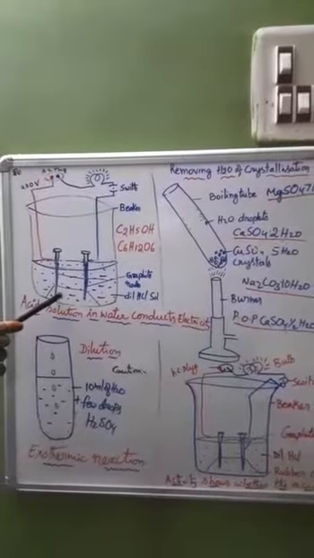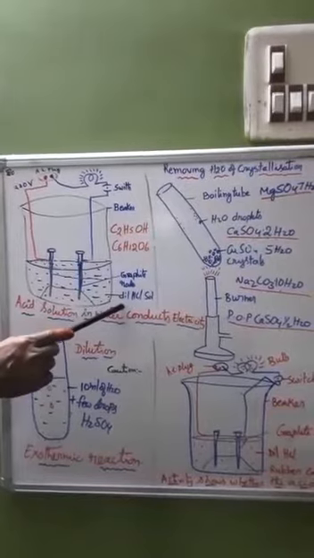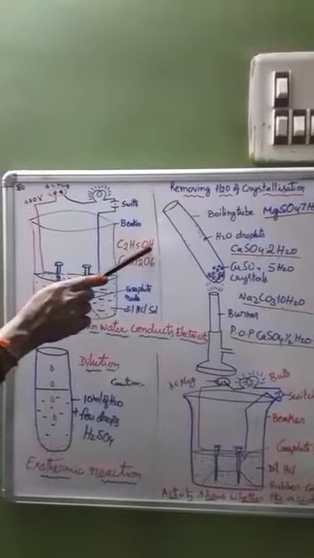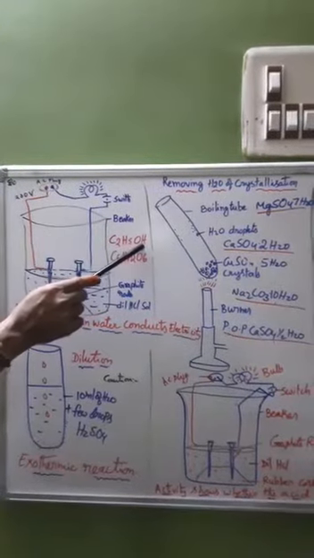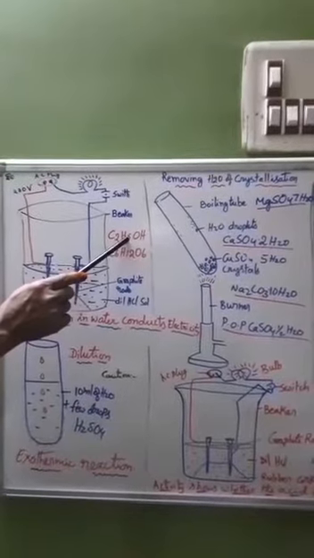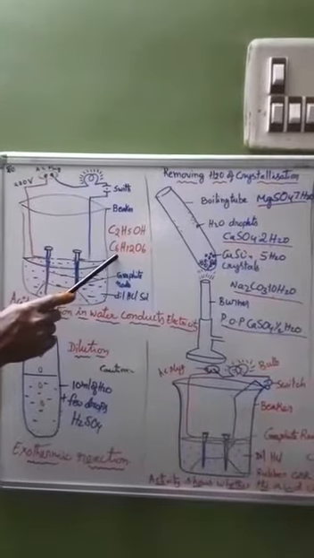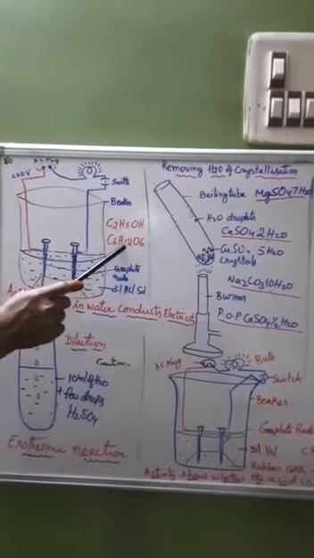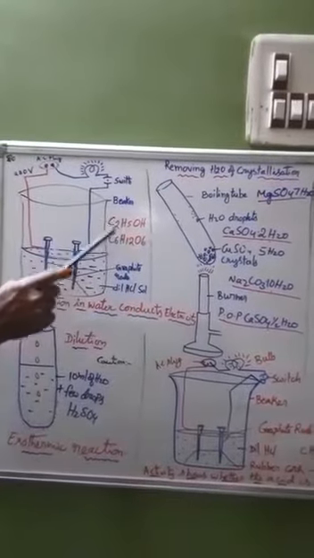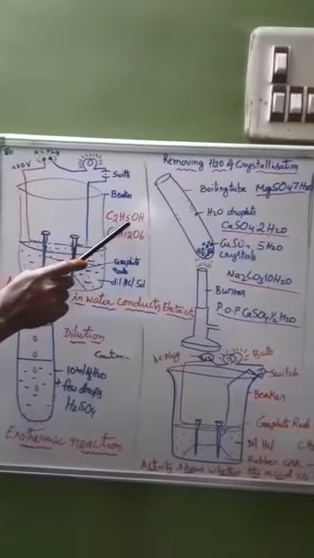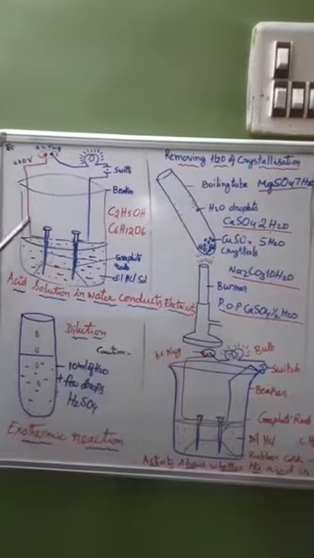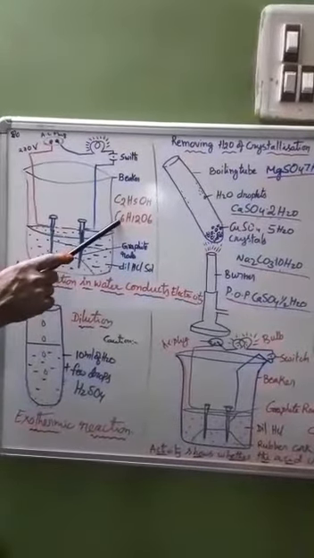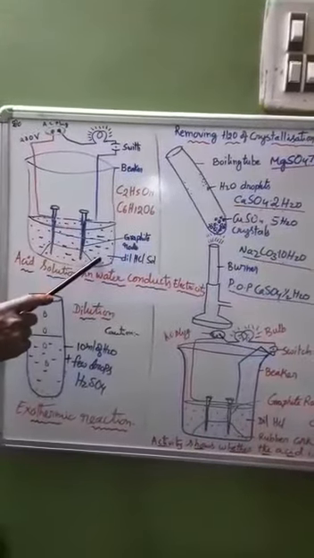Experiment with the same apparatus. In place of dilute hydrochloric acid, let us take ethyl alcohol, C2H5OH, which has 5 plus 1, 6 hydrogen atoms, and this is the formula for glucose, C6H12O6, in which 12 hydrogen atoms are there. Whenever you use ethyl alcohol or glucose solution in the same circuit, the bulb will not glow, because these two will not have H positive ions in aqueous solution.